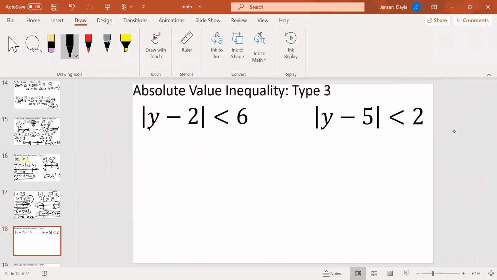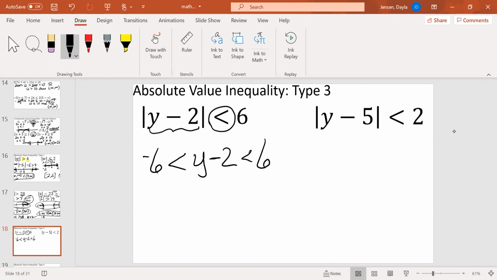So this says whatever y minus 2 is, it's less than 6 units away from 0. So the easiest thing to do, since it's less than, is to make a compound inequality. So y minus 2 in the middle, I know that it's going to be between negative 6 and positive 6. So now I got rid of my absolute value sign, and I have a compound inequality, and I'm going to solve for x, or y, sorry. Negative 4 is less than y is less than 8.